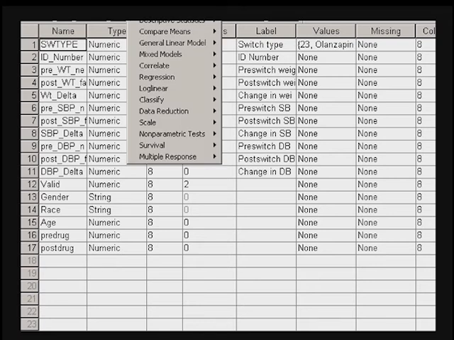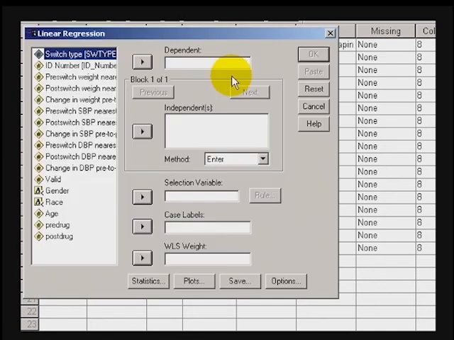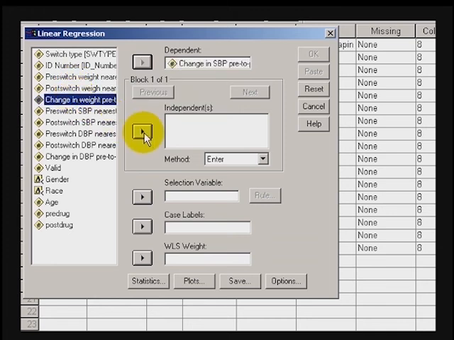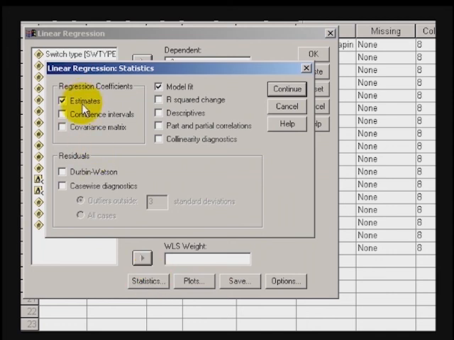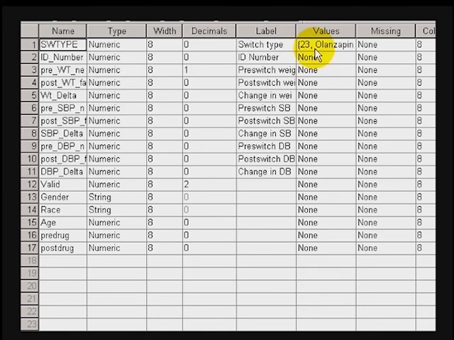So let's analyze this information, and we're going to go down and look at regression, using the typical linear regression. So now we're going to look at the change in systolic blood pressure from pre to post. Our independent variable then is our weight. And let's see, what statistics are we going to get? Well, we're going to, of course, get our regression coefficient. Let's go ahead and get the confidence interval. And we'll get the r square and the r squared change and the descriptives. And so we'll continue forward. Well, let's see what we get.